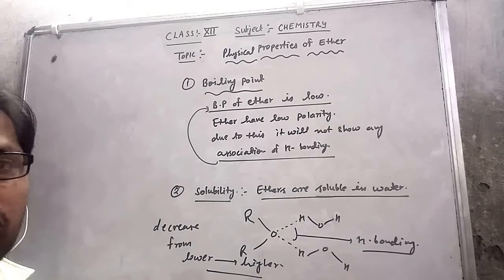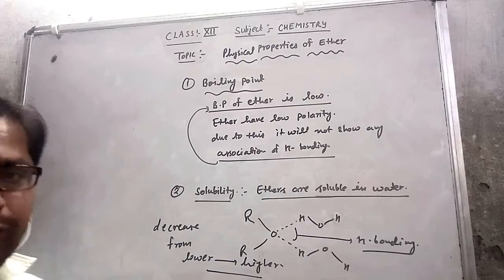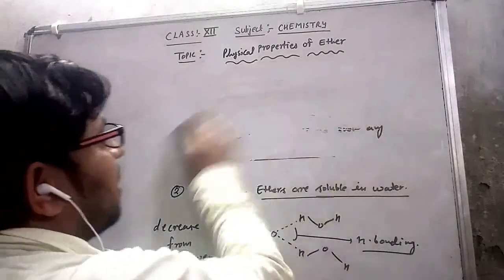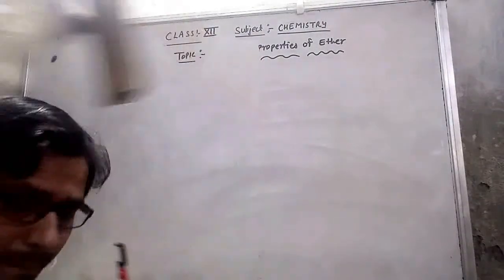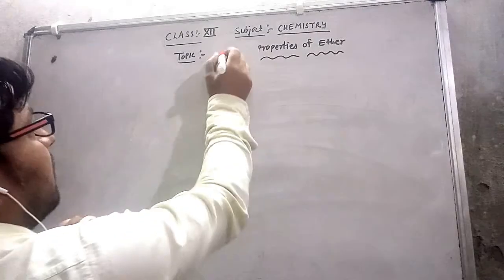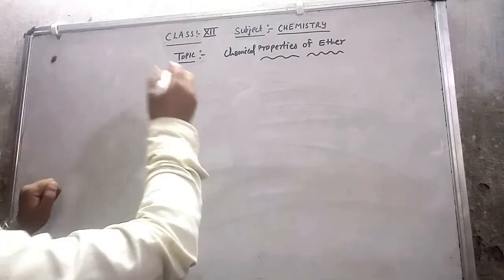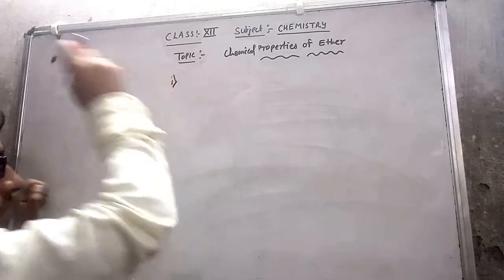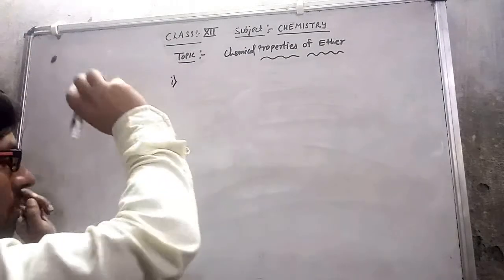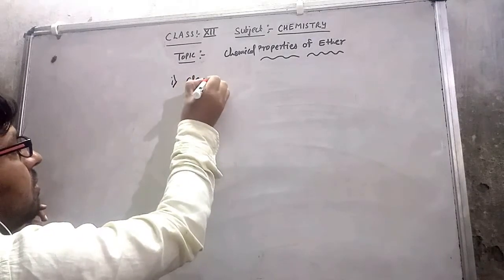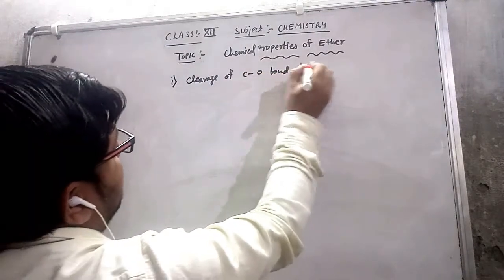Now I will discuss some chemical properties of ether also. The first chemical property I will discuss is the cleavage of carbon oxygen bond in ether.